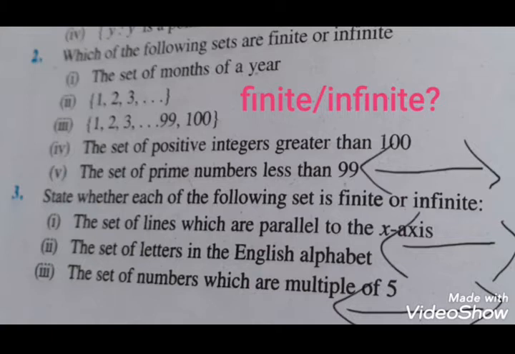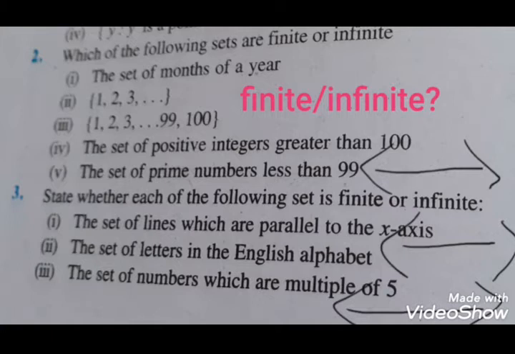Now in question number 3, we have to state whether the given sets are examples of finite or infinite sets. The first is the set of lines which are parallel to the x-axis. See, in the middle, suppose this line is the x-axis; then a line above it is parallel to the x-axis, and a line below it is also parallel to the x-axis. Here we can draw infinitely many lines parallel to the x-axis. So it is an example of an infinite set.